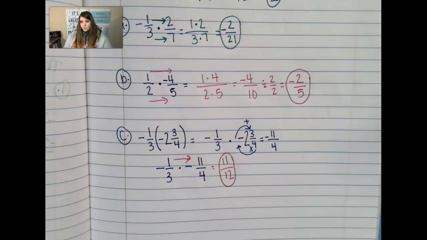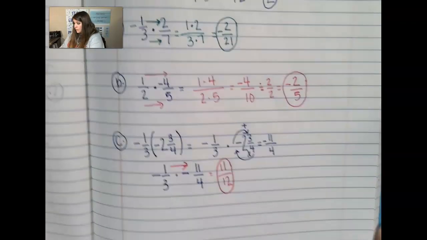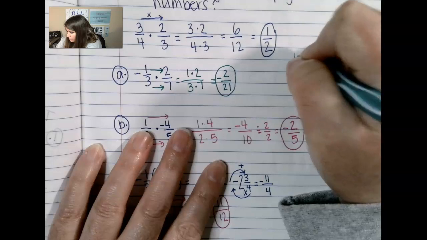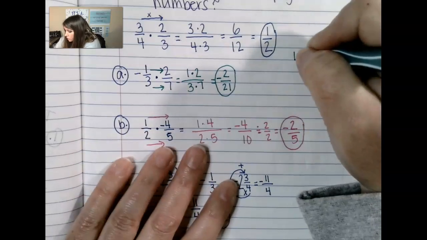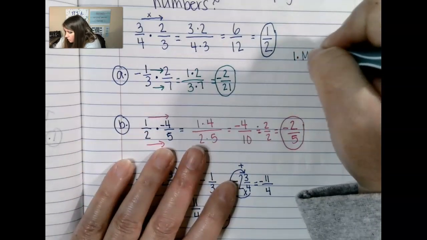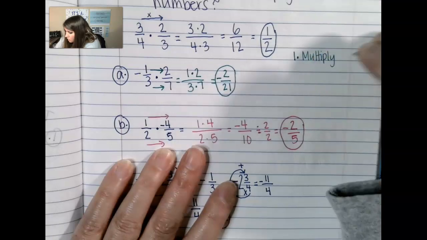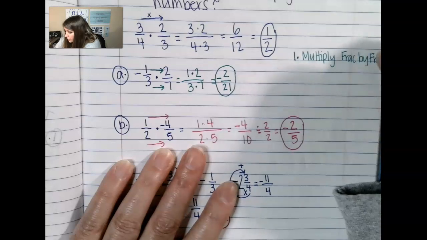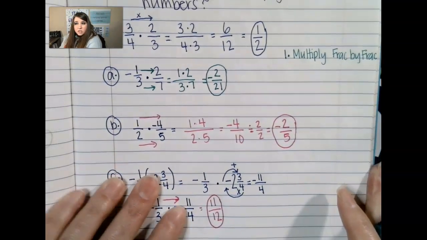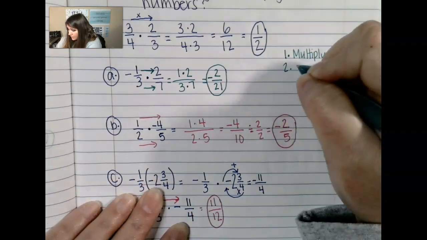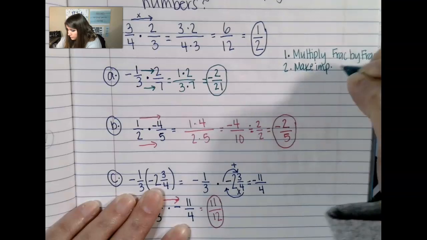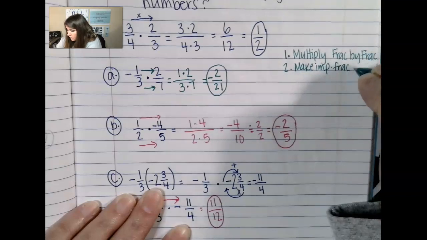Positive 11/12. Okay, let's go ahead and take some notes real quick on the steps. Step number 1, we want to multiply a fraction by a fraction. So if we don't have a fraction by a fraction, you need to next make improper fractions if we don't have those, okay?